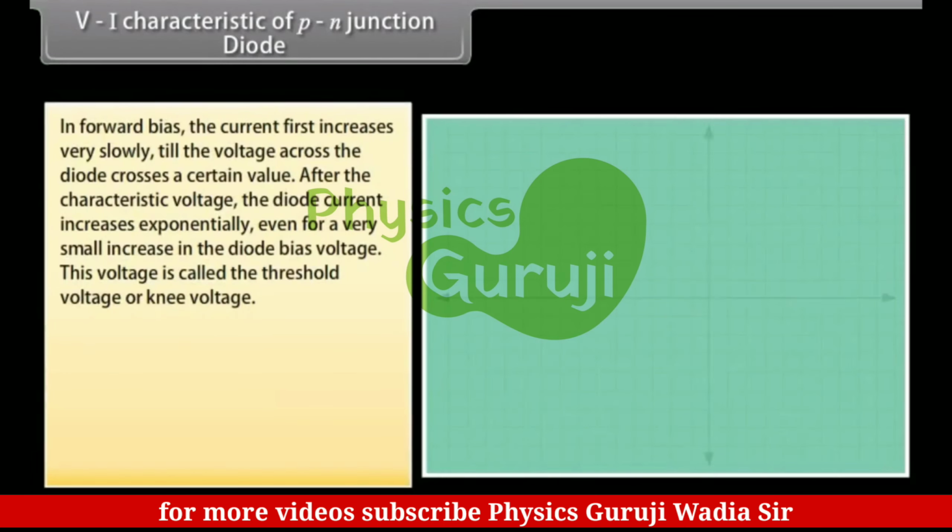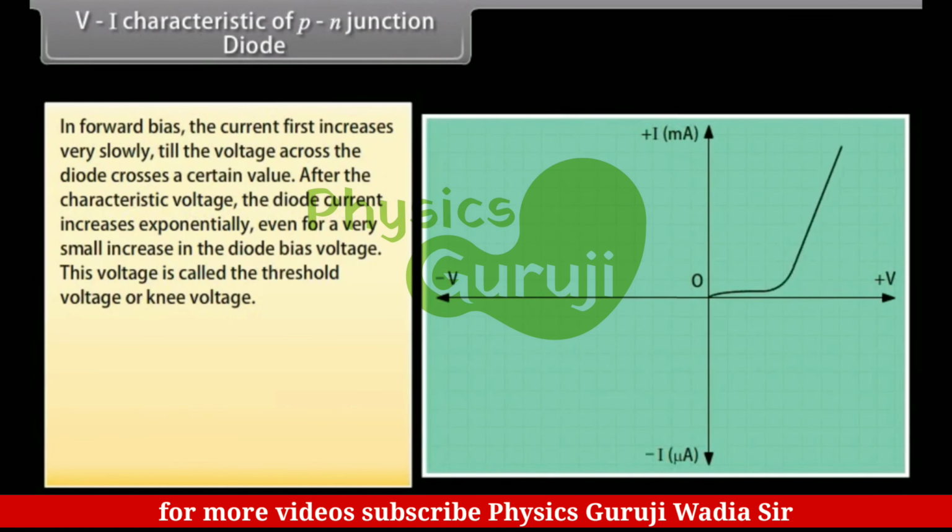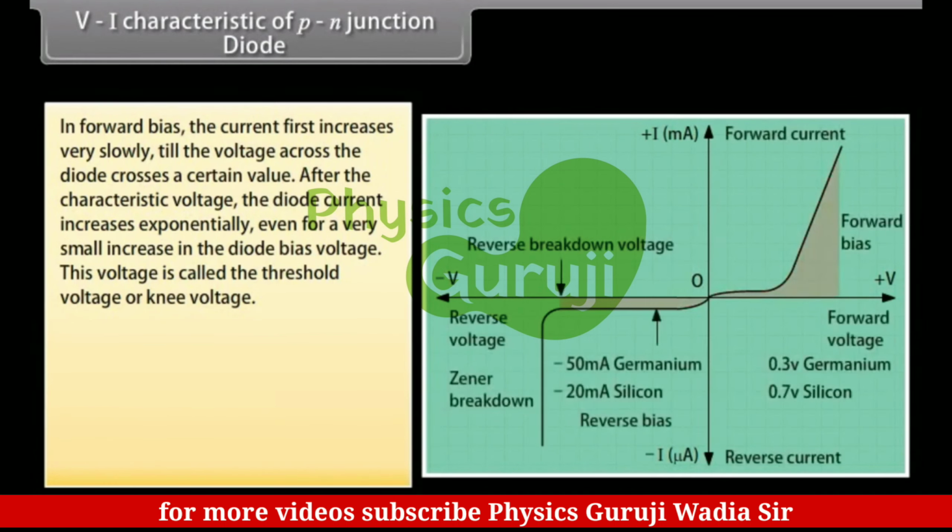PI characteristic of PN junction diode. In forward bias, the current first increases very slowly till the voltage across the diode crosses a certain value. After the characteristic voltage, the diode current increases exponentially, even for a very small increase in the diode bias voltage. This voltage is called the threshold voltage or knee voltage.